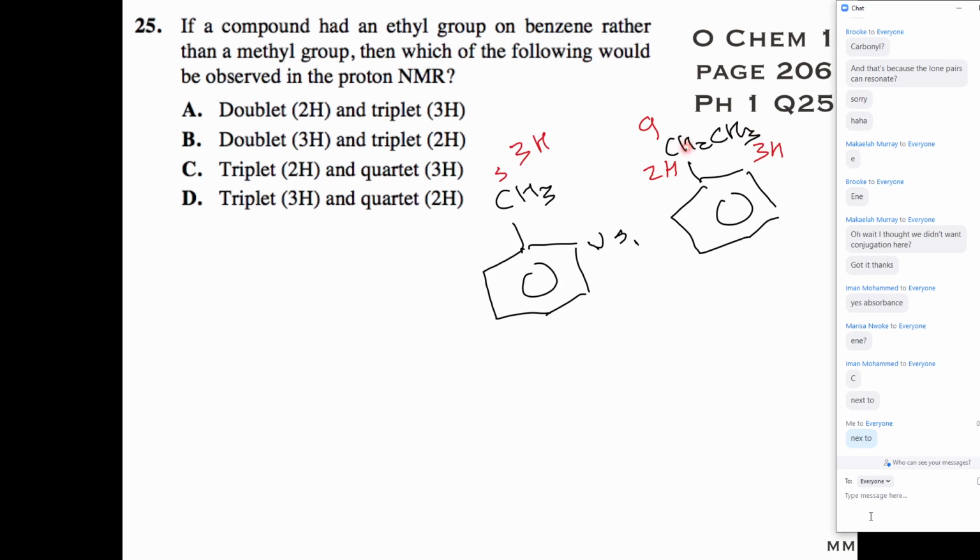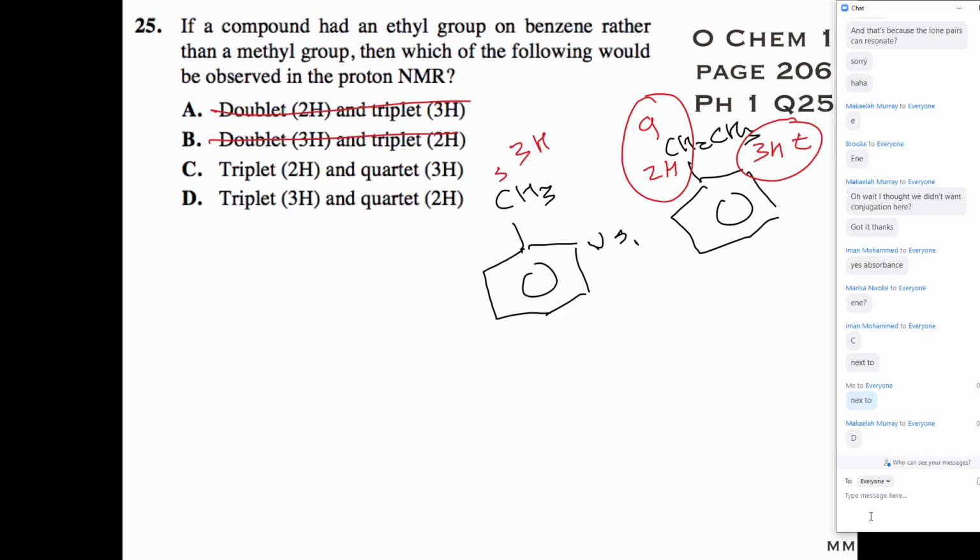These three are next to 2. 2 plus 1 would make it a triplet. So I'm looking for a 2H quartet and a 3H triplet. So doublet, triplet is out. 2H quartet, check. 3H triplet, check. D is in, damn.